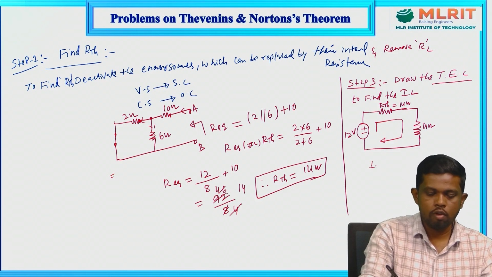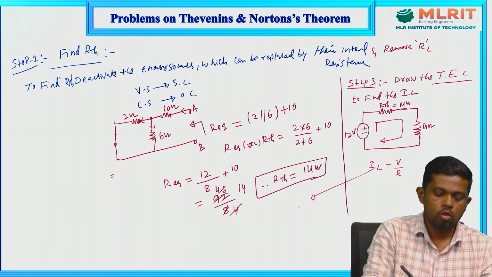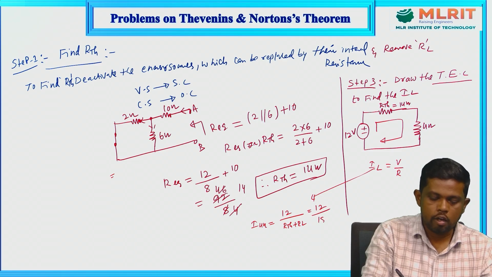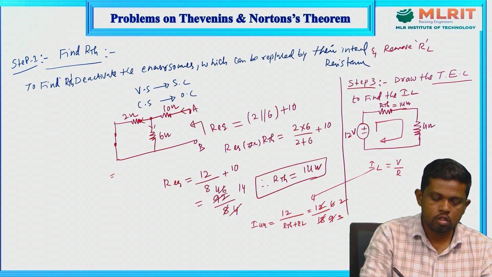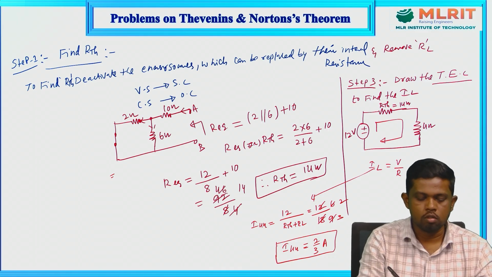According to Ohm's law, the current through the load resistor, IL, equals V by R. The current flowing through the 4 ohm load resistor equals the total voltage by the total resistance, that is RTH plus RL. Which equals 12 upon 18. Dividing by 9, then 6, then 3, we get 2. Therefore the current flowing through the 4 ohm resistor equals 2 by 3 ampere.